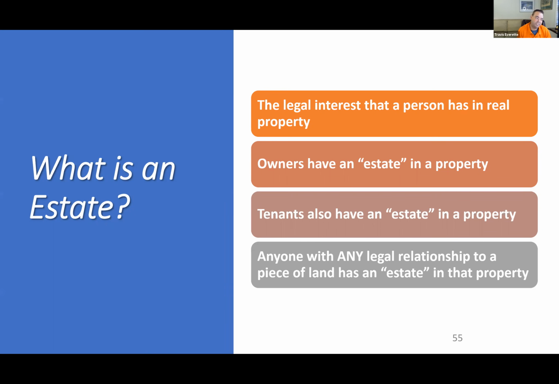It's a relationship. For example, quick show of hands, how many of you are married? Okay. If you're married, you have an estate with your spouse. The type of estate you have with your spouse is that you're married to them. Does that make sense for everybody? The estate is the relationship. Your estate to your spouse is that you're married to them.